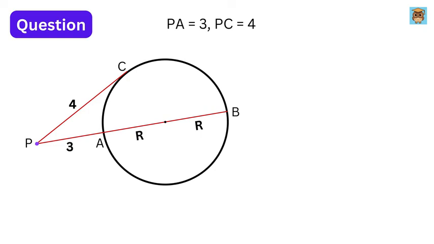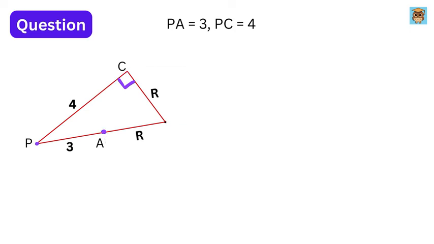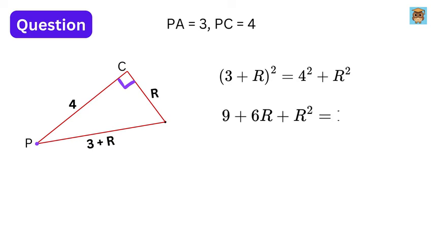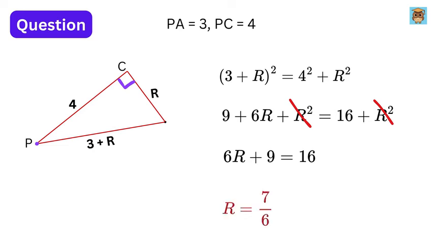We can also solve the same using the fact that a tangent is always perpendicular to the radius at the point where it touches the circle. So, this will form a right-angled triangle with the side lengths as 4, r, and the hypotenuse as 3 plus r, and thus (3 plus r) whole square equals 4 square plus r square. Expand it to get this. r square gets cancelled out, and we are left with 6r plus 9 equals 16, or r equals 7 over 6.